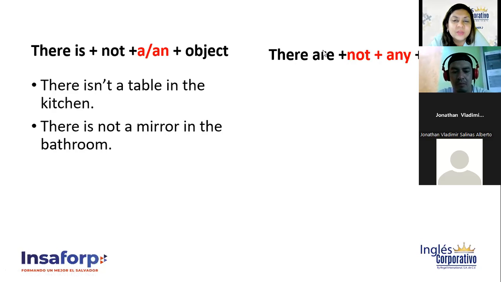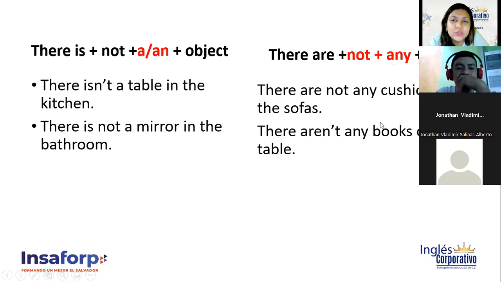In plural, we use there are no, and we can use any. Any significa no hay, ¿verdad? Ninguno, ninguno. There are not any cushions on the sofas. No hay ningún cojín en los sofás. There aren't any cushions on the sofas, or there are not any cushions on the sofas. There aren't any books on the table. No hay ningún libro, no hay libros en la mesa. No hay ningún libro en la mesa.